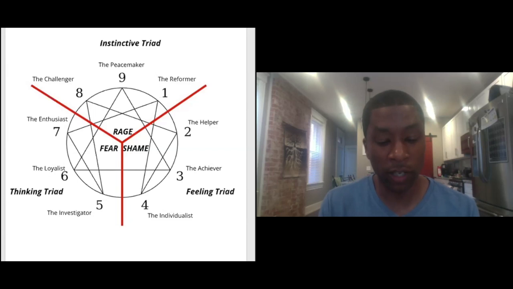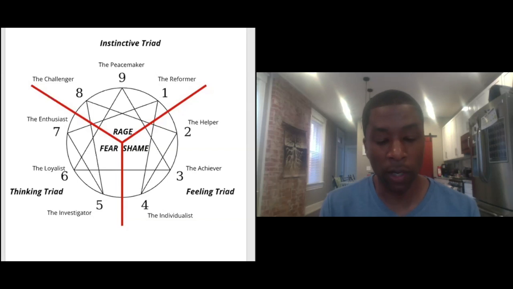The thinking triad is composed of those of us who are a 5, 6, or 7 and are known as head types. Members of this triad tend to have issues with insecurity and anxiety. As a result, they tend to spend a lot of time preoccupied about the future and have problems staying conscious of the present moment. The underlying feeling for these types is fear.